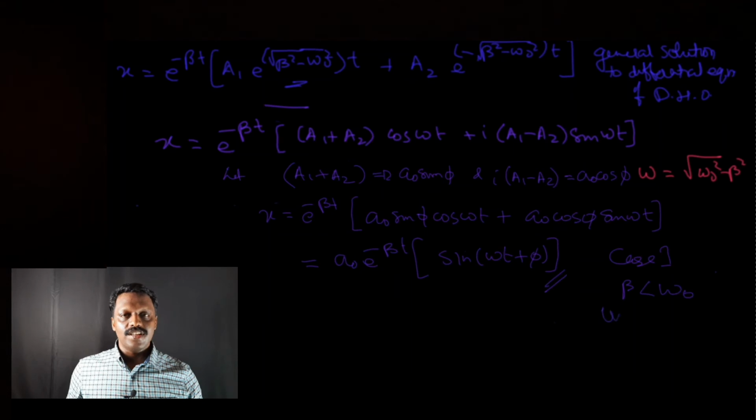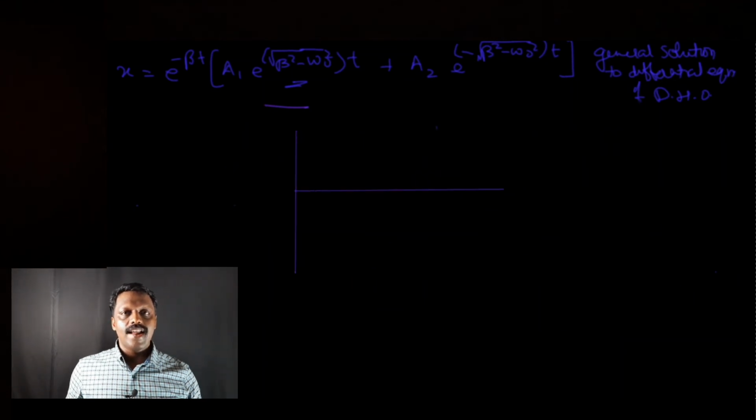Examining this term, we can see that we have sine of omega t plus phi, which is a periodic function. So definitely the motion will be oscillatory. And with the exponential term e raised to negative beta t, we can say that the initial amplitude A naught will be decreasing with time. So we have a periodic motion with exponentially decreasing amplitude over time. This is the underdamped case, case 1, where beta is less than omega naught. That means the damping coefficient is less than the natural angular frequency.